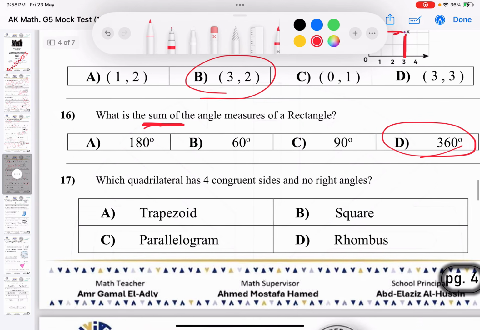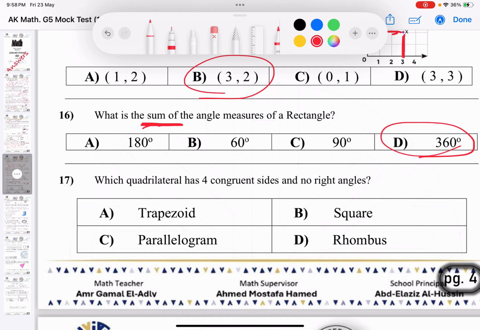Now, which quadrilateral has 4 congruent sides and no right angles? 4 congruent sides means 4 equal sides. We have 4 equal sides. So which quadrilateral? All sides are equal and no right angles. There are no right angles in this quadrilateral, so it will be a rhombus.